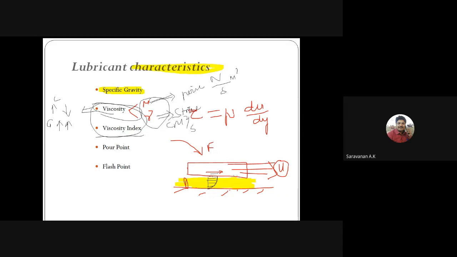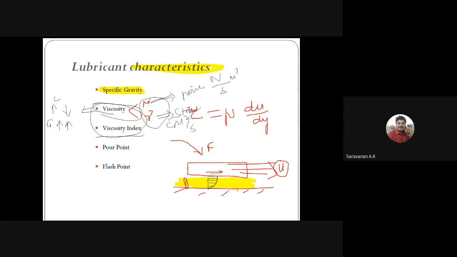Then the fourth one is the pour point. So what is the pour point? The pour point of an oil is an important quality. It's the temperature at which the lubricant will still remain as a fluid. It will not change its phase, so still it is in the liquid form, or still it is in the gaseous form. It will not change its phase.